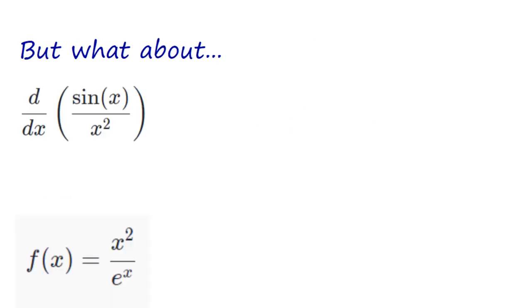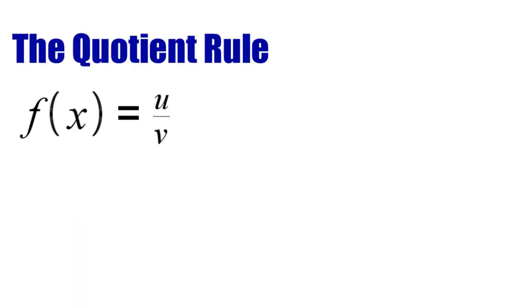But what happens when we have something like this, sine of x over x squared? We can't divide x squared into the sine of x. And then what about something like x squared over e to the x? We can't do that. And so we need a thing called the quotient rule.